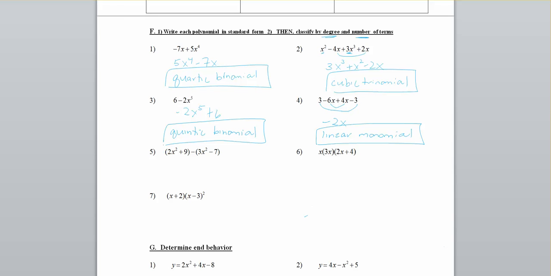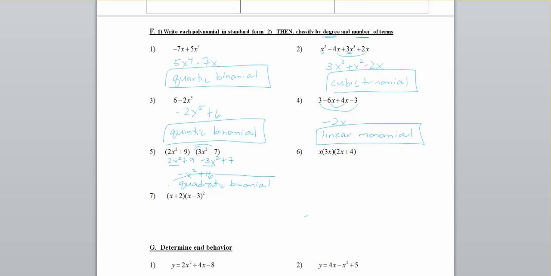Okay, 5, 6, and 7, we're going to have to do some simplification before we put it in standard form and then classify it. So if I'm subtracting this quantity, I'm going to leave my first quantity and then change the signs in the second quantity. Now I'm going to put things together and write it in standard form. So 2x squared minus 3x squared is minus x squared, and then 9 and 7 would be 16. So that would be my polynomial in standard form. Since it's x squared, it's going to be a quadratic, and since there's 2 terms, it's going to be a binomial.